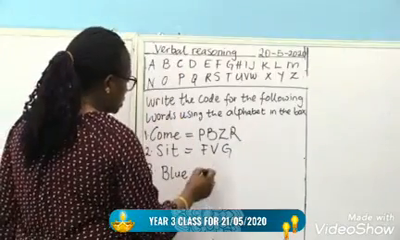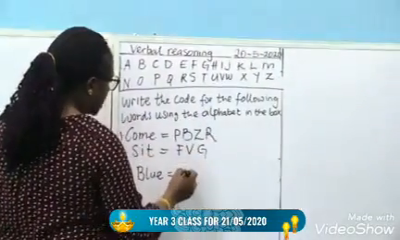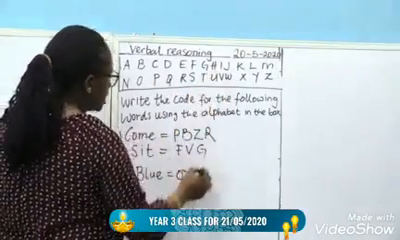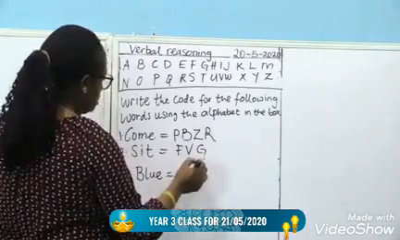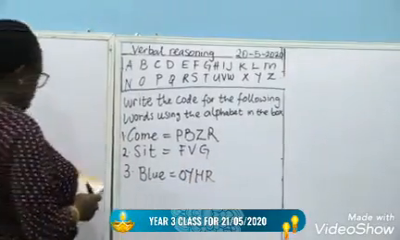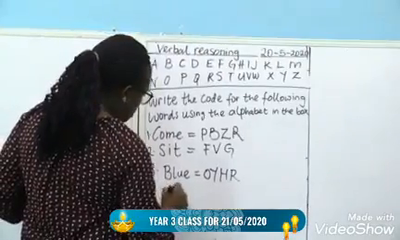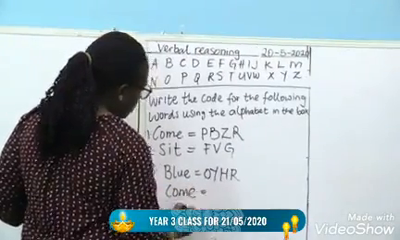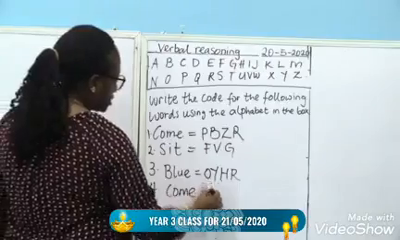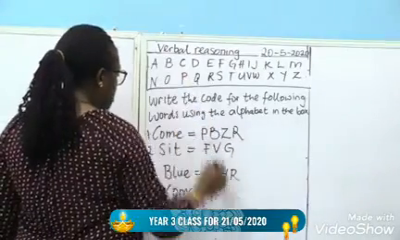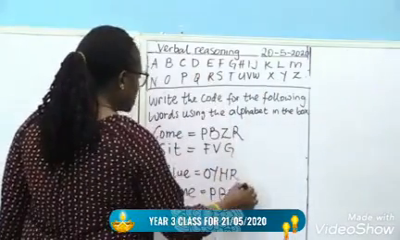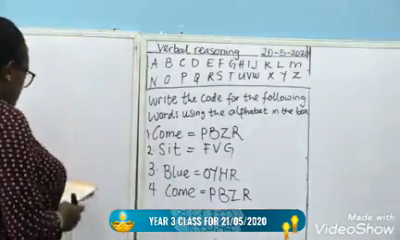Our B will be O. L is Y. U is H. And E is R. So the code for blue is OYHR. What about if we have a word like come? What will be the code for the word come? We have that our C is P, our O is B, our M is Z, and our E is R. So the code for come is PBZR.